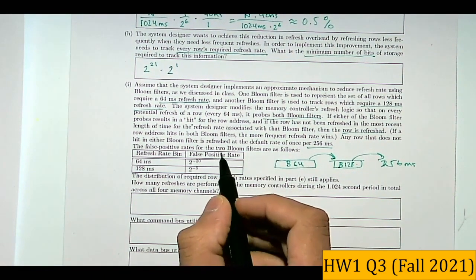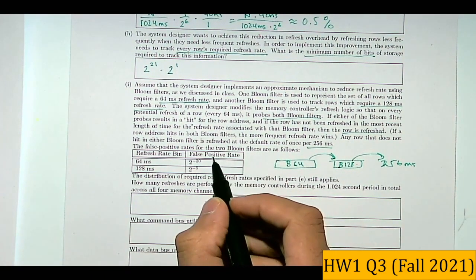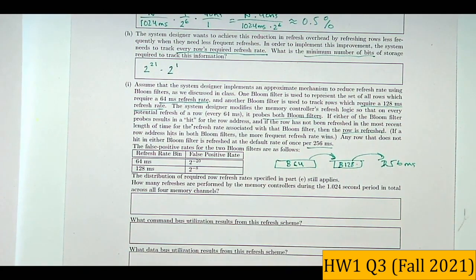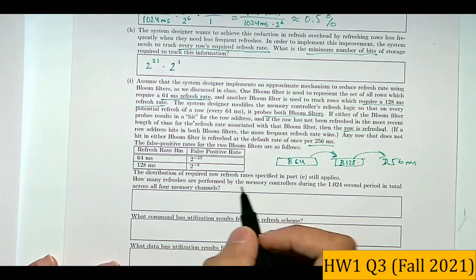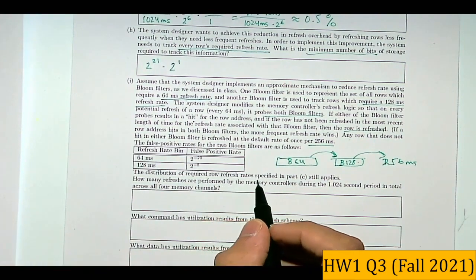So here we're provided with the false positive rates for the two bloom filters, right? The false positive rate is essentially, if we query the bloom filter with a particular address, the probability that it will tell us it's in that bin even though it's not, right? And we're saying that the distribution of row refreshes specified in part E still applies.